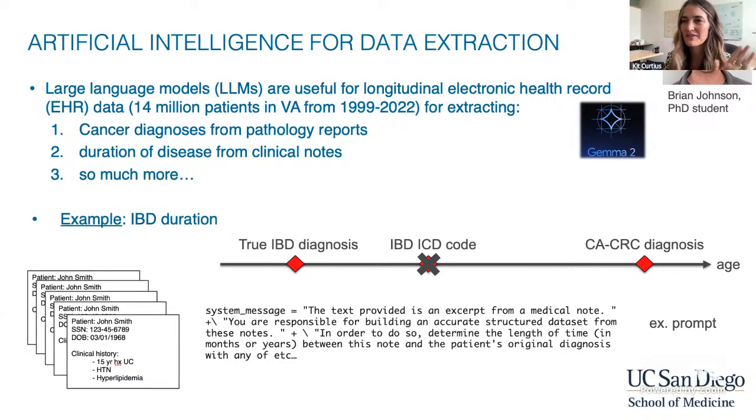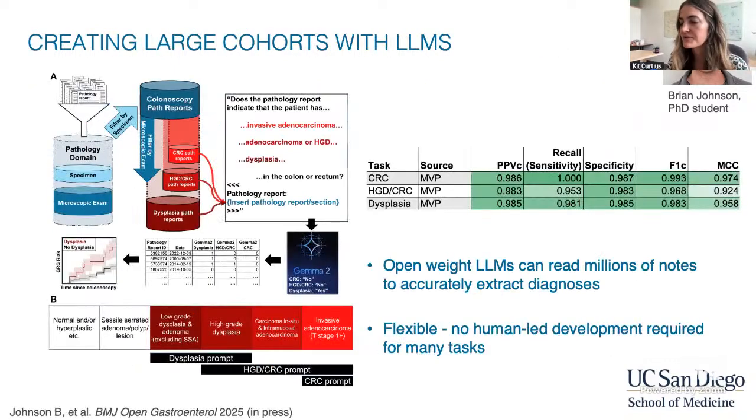I know I'm brushing over a lot of biomedical informatics nomenclature, but basically pulling out things from notes is a hard clinical problem with these large databases that we're trying to solve. For this reason, we had a paper recently accepted doing this in the VA cohort, where we use these LLMs to pull out things like colon cancer diagnoses, high-grade dysplasia diagnoses, low-grade dysplasia diagnoses. And these open weight LLMs can be uploaded into the system and read millions of notes. You have to use a GPU if you're doing some of these hard problems, but we were able to access one in the VA. And there was just no human-led development. We just used some of these LLMs off the shelf for these tasks.